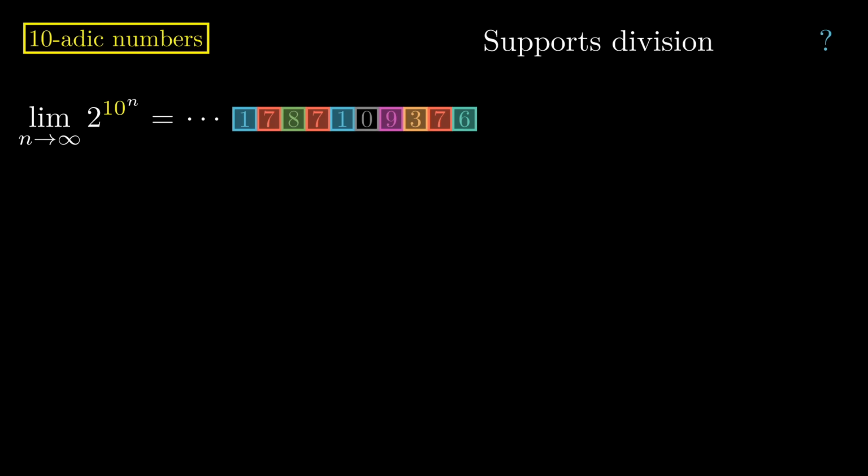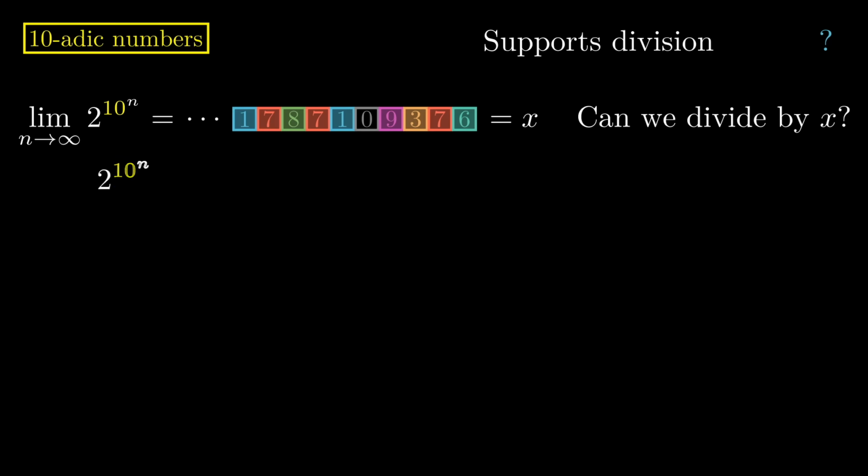This was the original 10-adic integer we discovered. Let's call it x. Can we divide other 10-adic numbers by x? We're going to go on a bit of a journey here, so bear with me. The powers of 2 in the limit that gave x have the following property.